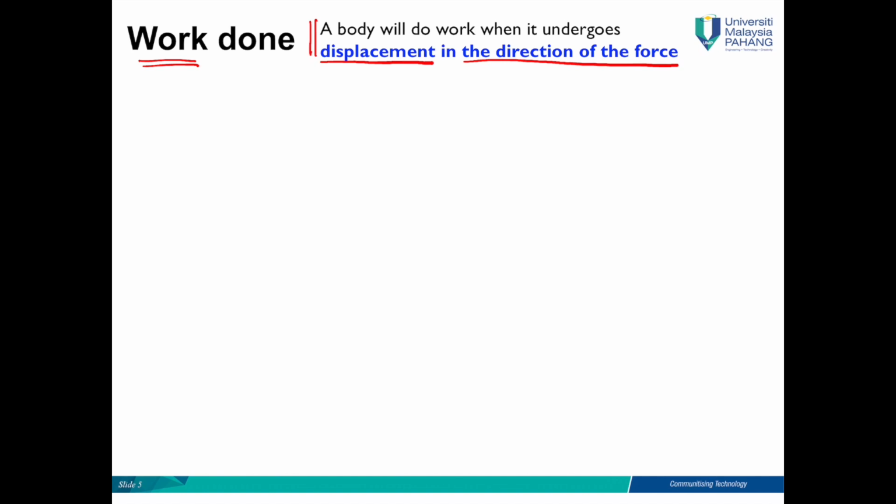There are several types of work. The most common one is the work done by a force. Whenever a force is applied to a rigid body, there will be work done with the condition that the body undergoes displacement in the same direction as the direction of the force. So how do you calculate the work done by a force? It is the multiplication of the force and the displacement of the body. That is the first type.